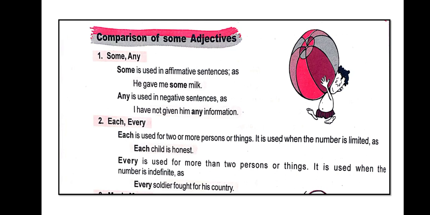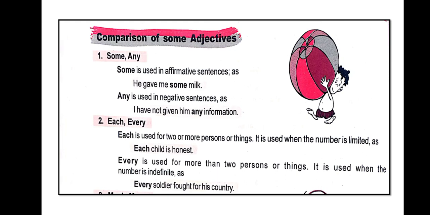Number 2, each, every. Each is used for two or more persons or things. It is used when the number is limited. Each we are using for two or more persons or things, and when we are having limited numbers, for that we can use each. For an example, each child is honest.